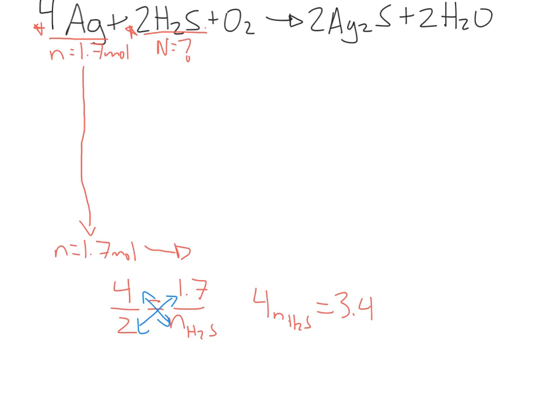Then I'm going to go ahead and divide 3.4 by 4. It's going to cross this guy out. And I'm going to find out that my number of moles of hydrogen sulfide is equal to 0.85 moles. Okay, so now I'm here. I know that n of hydrogen sulfide is equal to 0.85 moles. Am I done?